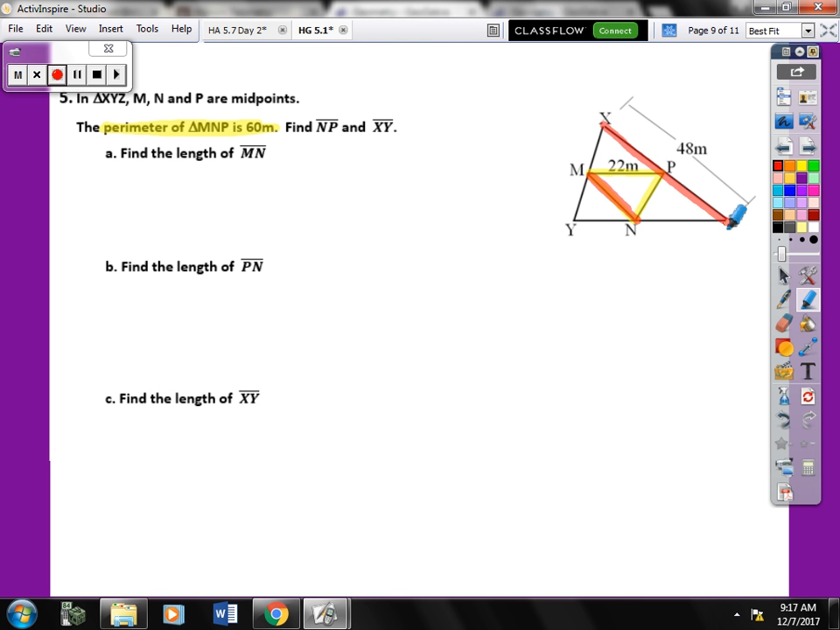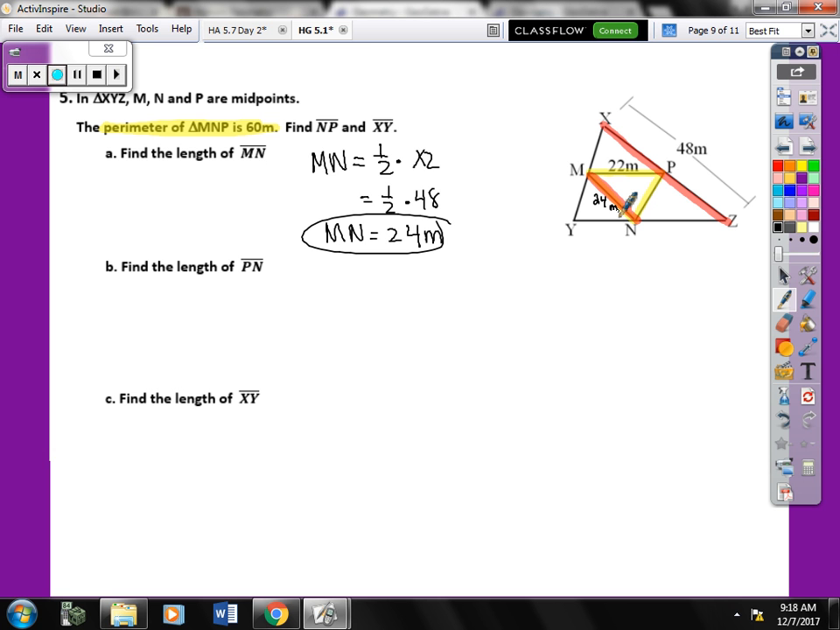How big would MN have to be? Yeah? 24. MN is a mid-segment. It has to be equal to 1/2 of XZ. So what we did was 1/2 times 48 to get 24. Technically 24 meters. And you definitely want to make sure you write your answers in the picture because you might be using those in Part B or Part C.